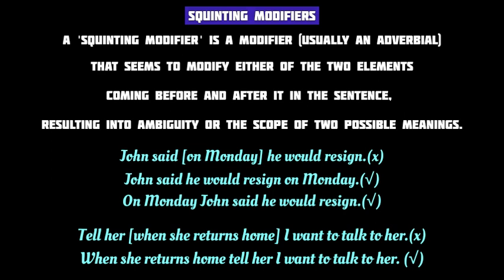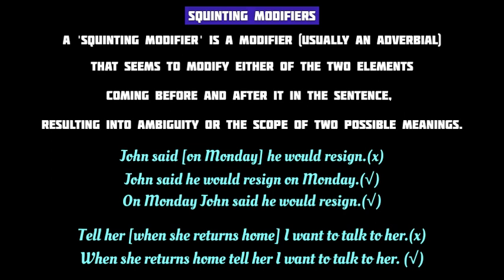For example, John said on Monday he would resign. In this sentence, the adverbial on Monday is a squinting modifier. Why? Because it's not clear whether the adverbial on Monday is modifying the verb said coming before it or the verb resign coming after it. I mean, you will wonder whether John made this statement on Monday or whether he would resign on Monday.